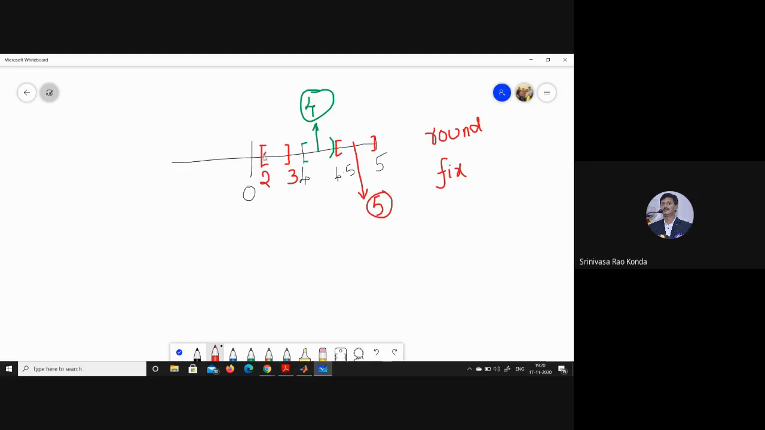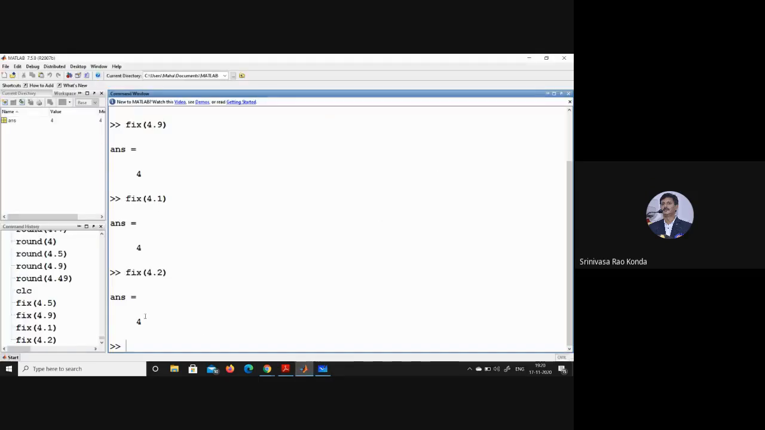If you give any number in between these two intervals, the value displayed is 2. The nearest integer towards 0 is 2. That means the decimal value will be removed. So 4.24, 4.14, 4.94. But we should not tell it like that.